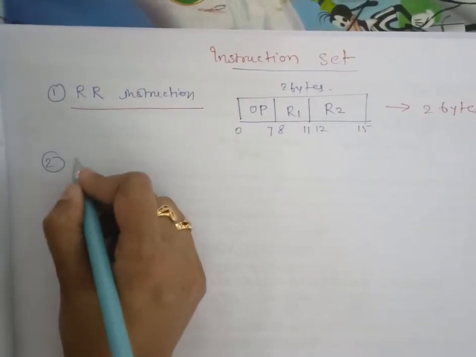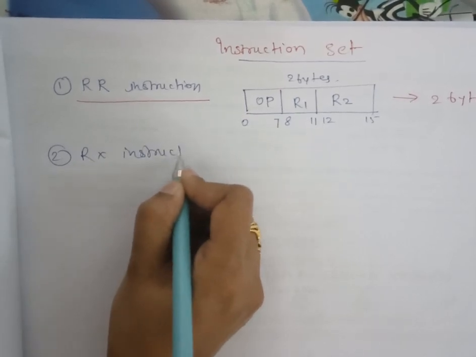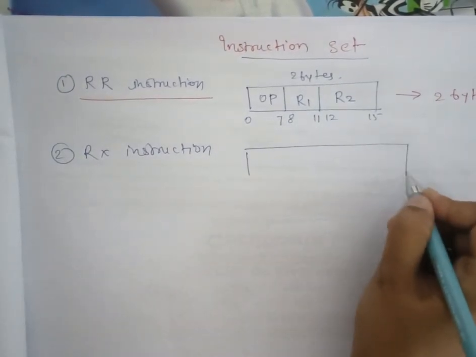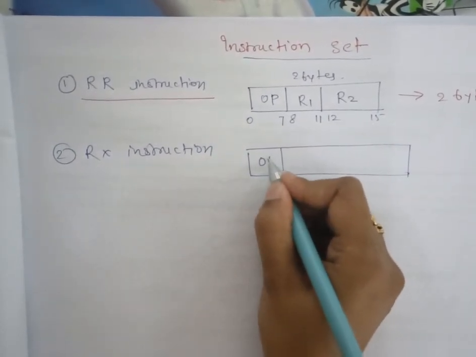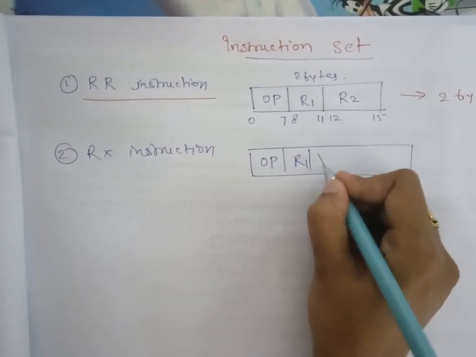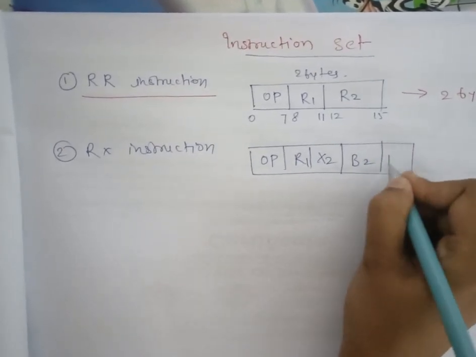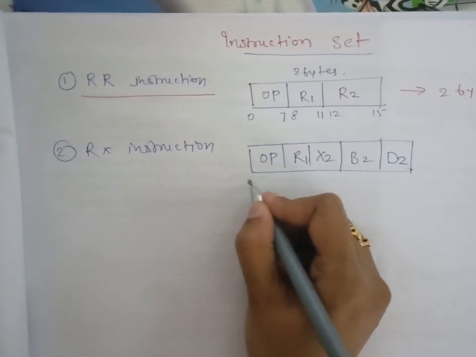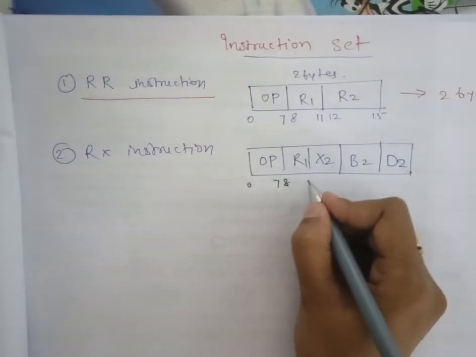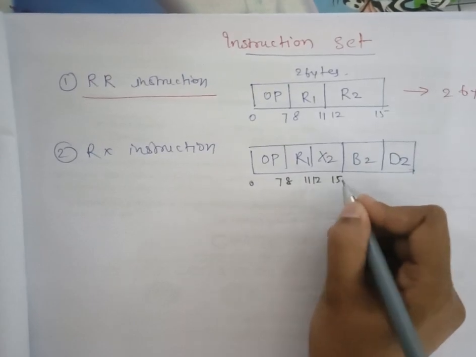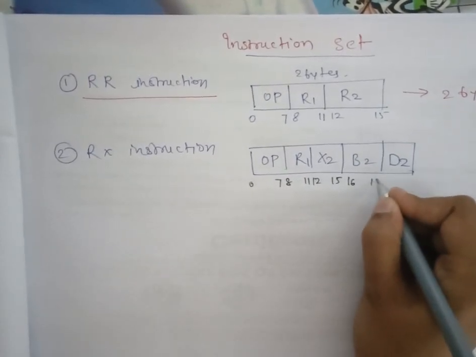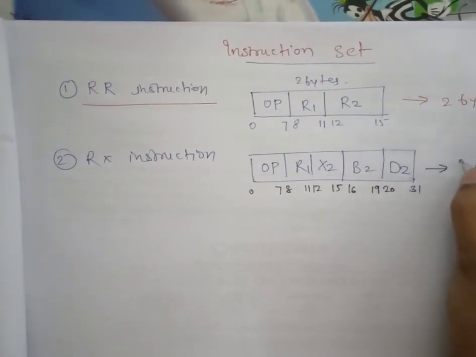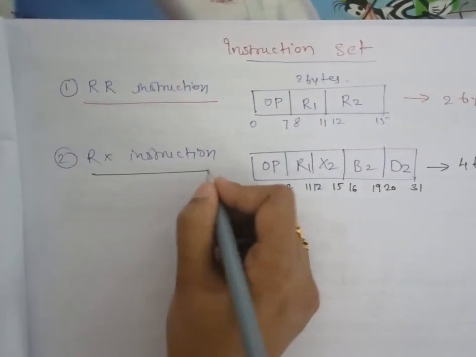Second, we have the RX instruction. The RX instruction contains a total of 4 bytes of data, and those 4 bytes get divided into 5 parts. The first one is the opcode, then register 1, then index, then base, and the last one is the displacement. So the fields are divided as 0 to 7 bits opcode, 8 to 11 bits register 1, 12 to 15 the index, 16 to 19 the base, and 20 to 31 the displacement. That means we have a total of 4 bytes of data in the RX instruction.